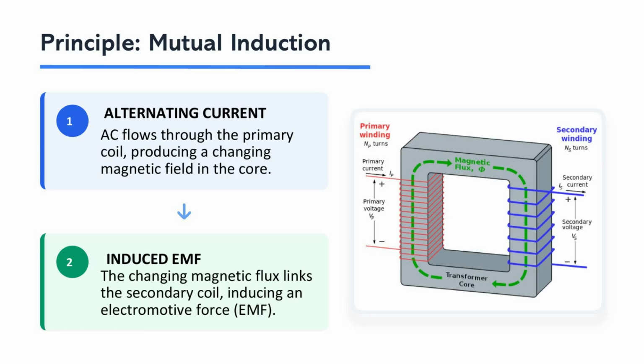Mutual induction is a key principle in transformers. When alternating current flows through the primary coil, it creates a changing magnetic field in the core. This changing magnetic flux links to the secondary coil, inducing an electromotive force, or EMF. This process allows electrical energy to be transferred between circuits without direct electrical connections.